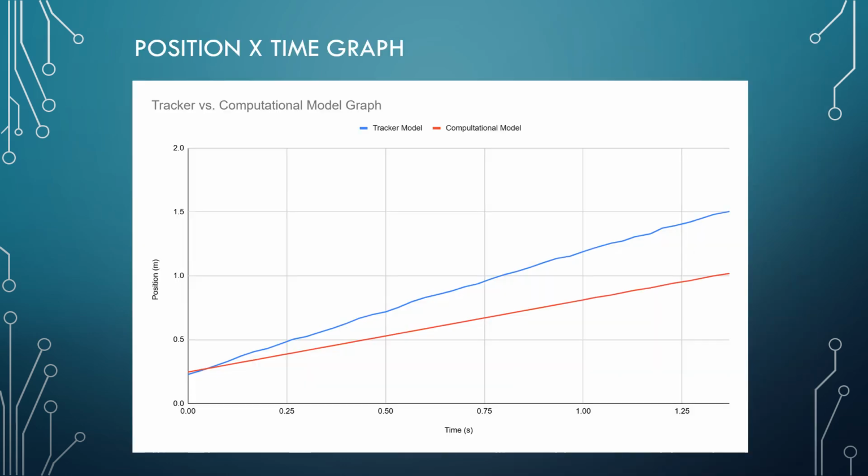So as you can see, I have the blue line, which is the Tracker model, and the red line, which is the computational model. And they are pretty similar. There are some slight differences, which will be explained later.